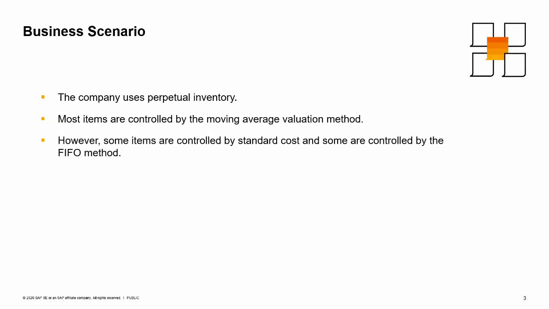The company uses perpetual inventory. Most items are controlled by the moving average valuation method. However, some items are controlled by standard cost and some are controlled by the FIFO method. In our previous business examples in this course, we have always used the moving average valuation method. We have looked at how the item costs have been posted in the purchasing and sales business process. Now we will create some items with the other two methods and see the difference in inventory cost postings.